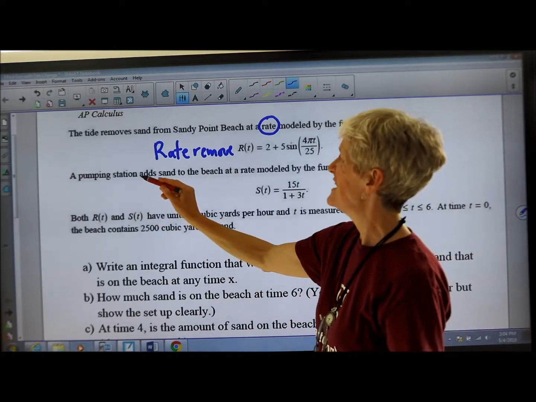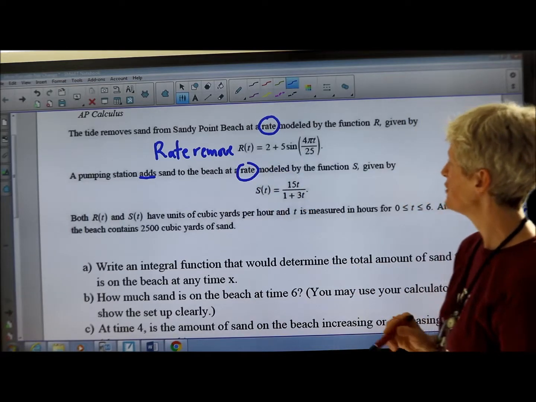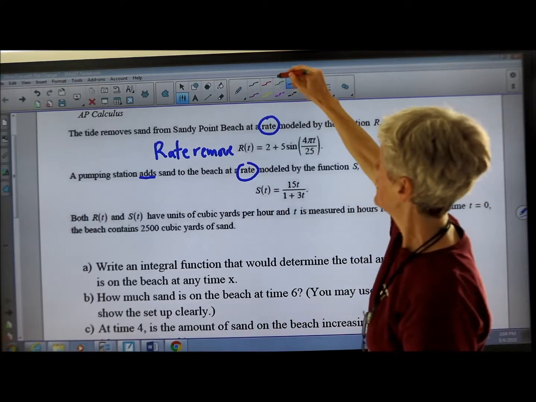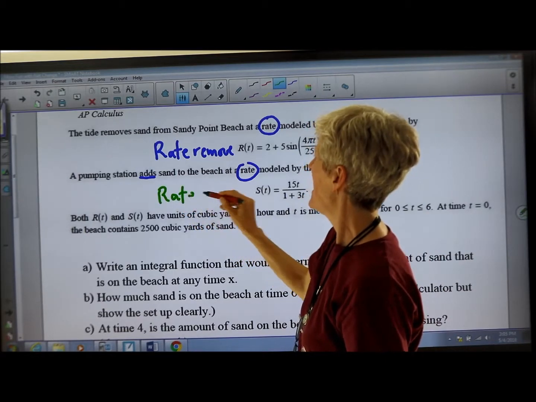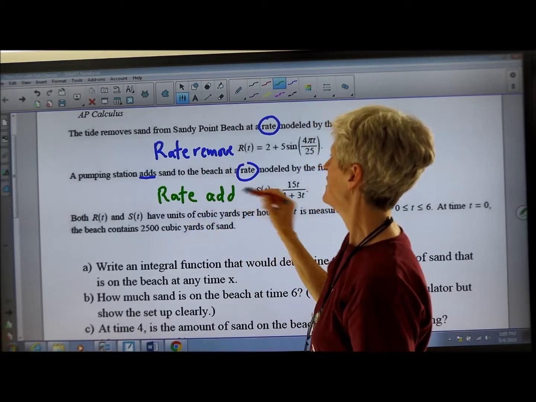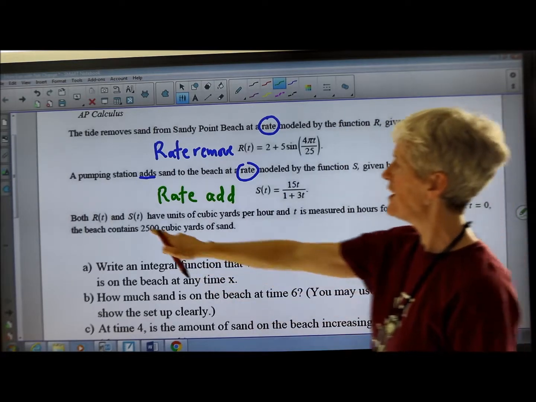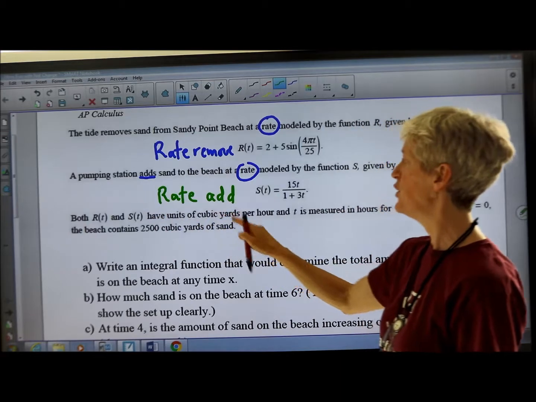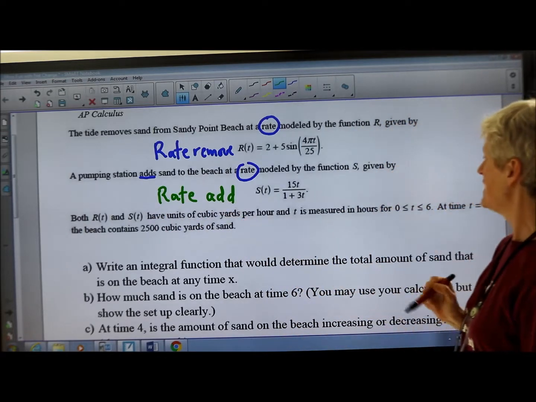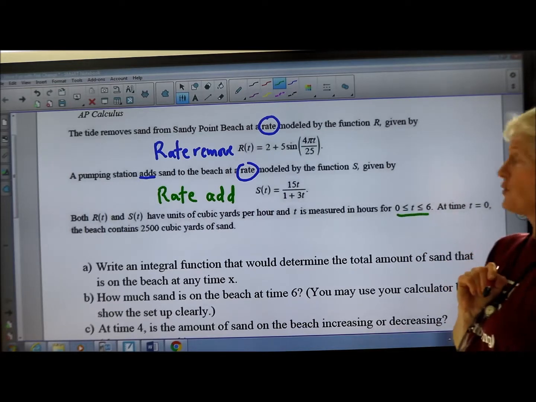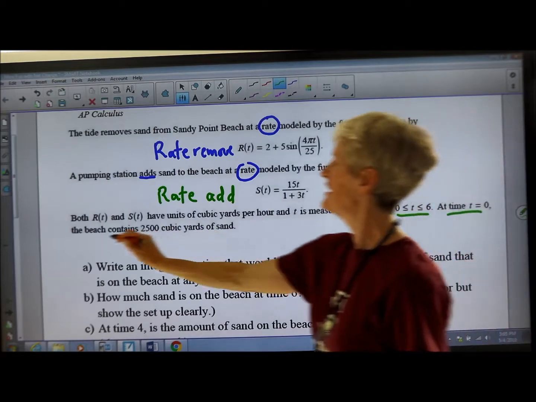A pumping station adds sand to the beach at a rate modeled by function s. Okay, so this is a rate at which I'm adding sand. Very important to keep track of that. Both r of t and s of t have units of cubic yards per hour. There's your rate. And t is measured in hours. Here's my restricted domain.